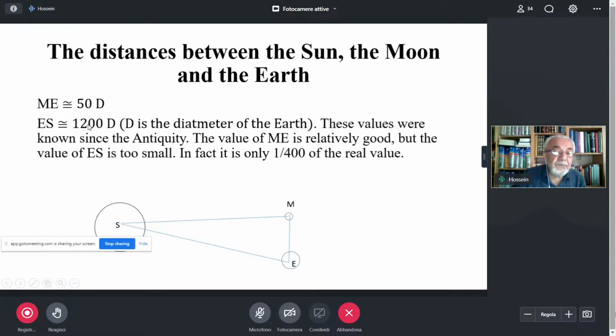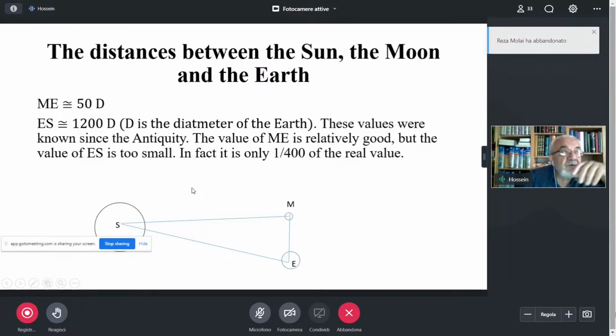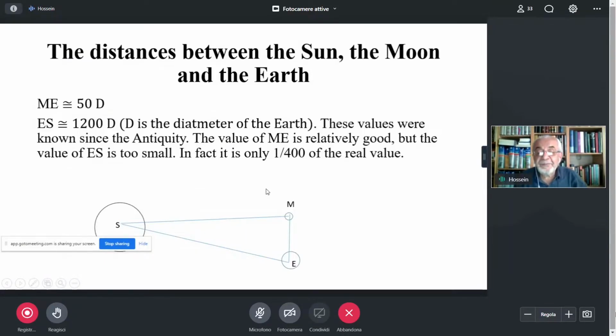As for the distance between the sun and the earth, Ibn al-Haytham gives a figure of about 1,200, which is too small. It is only 1/400 of the real value. And the reason lies in the measurement of angles and the intervention of the tangent function in this measurement, which lies beyond the scope of this talk.